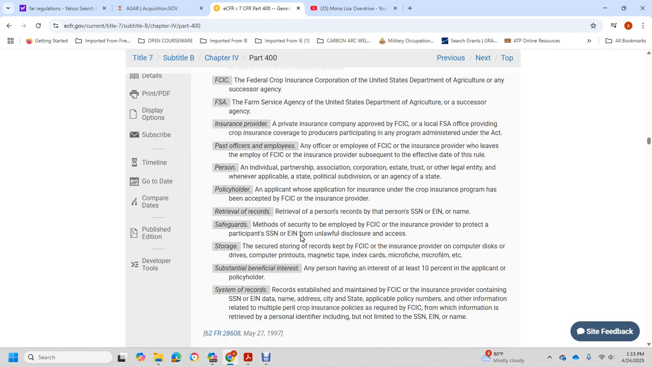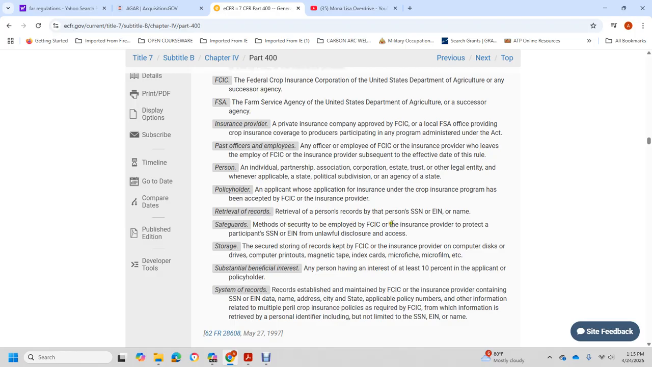Partnership with the associate with the corporation, state with the trust with the other legal entity with the applicable state with the public political subdivision agency with the state with the policy with the applicant with the application for the insurance with the under the program. Remember, the crop insurance of the program has been accepted with the Federal Crop Insurance Corporation with the insurance with the provider with the retrieval of the record with the retrieval of the person record with the social security number and employment.